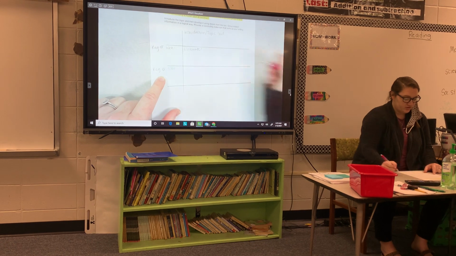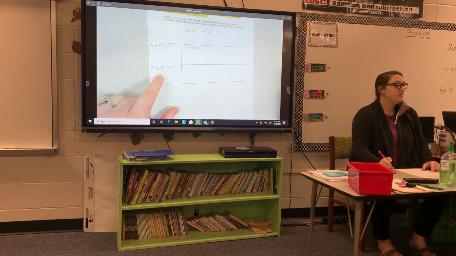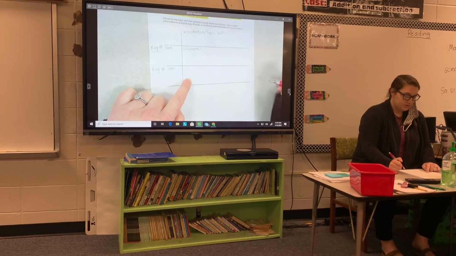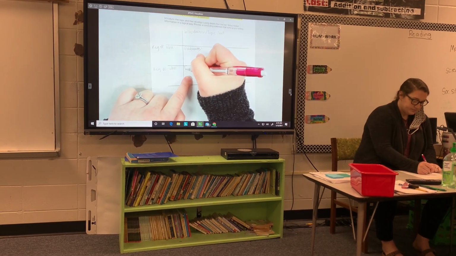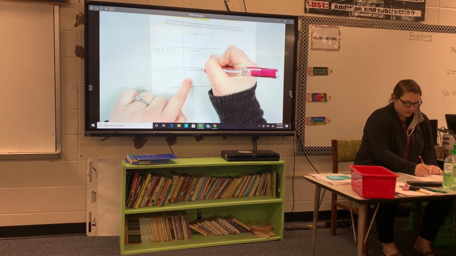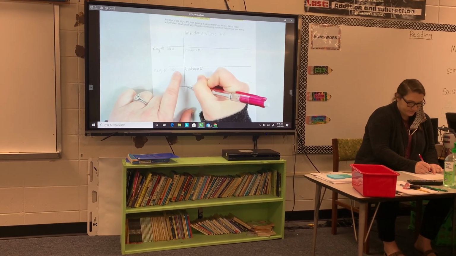Remember, you're leaving yourself plenty of room to write. What goes in the box next to it? Elaborate. And then what goes below elaborate? Conclusion. Very good.